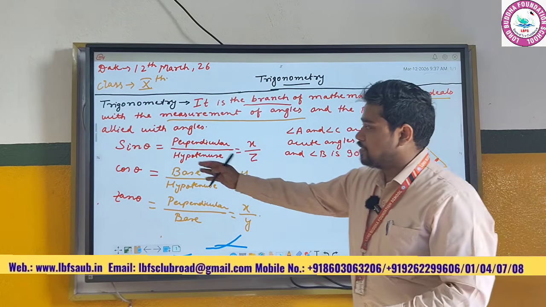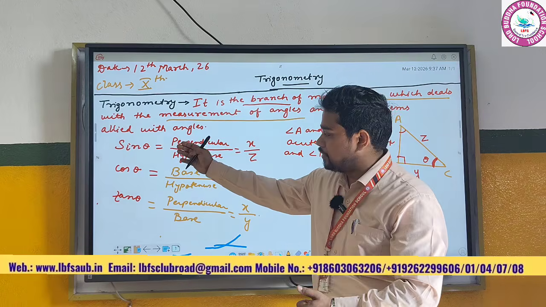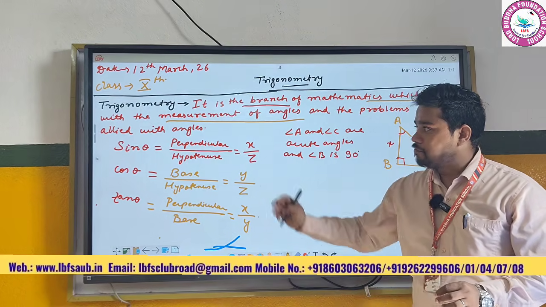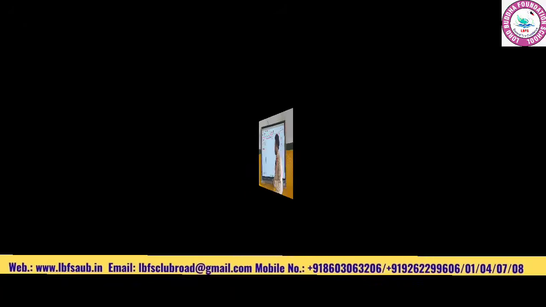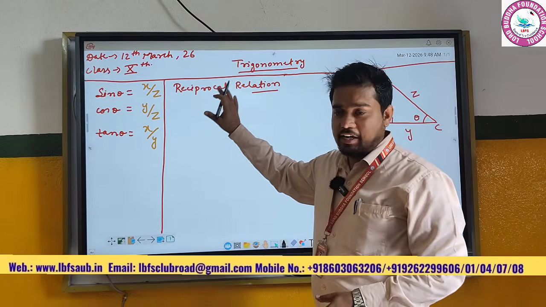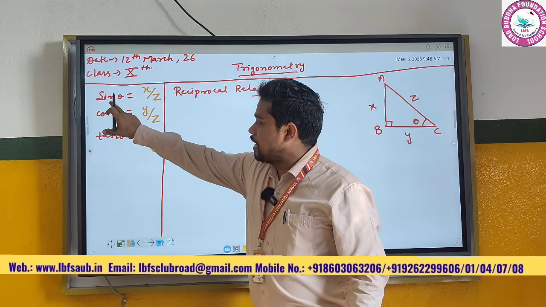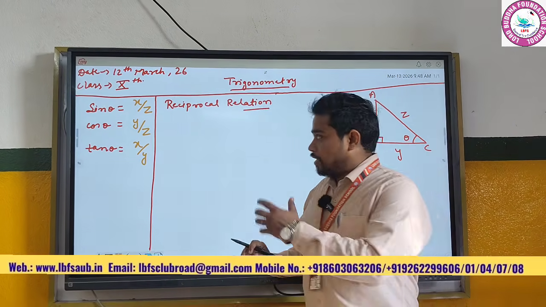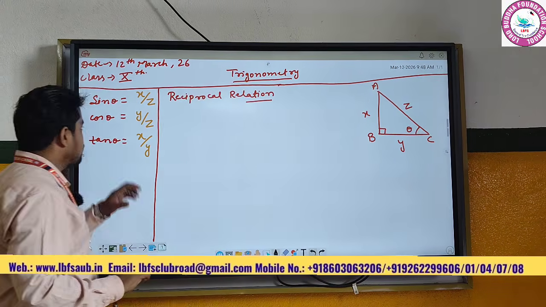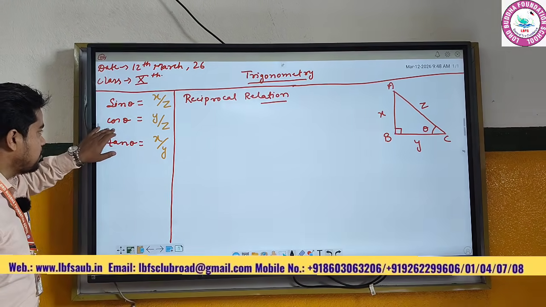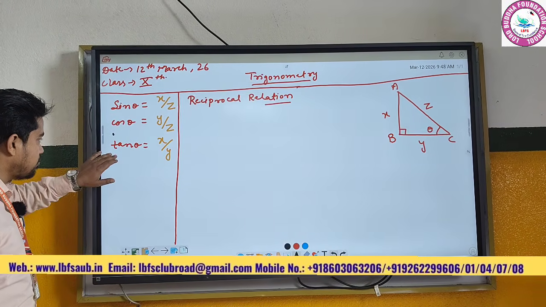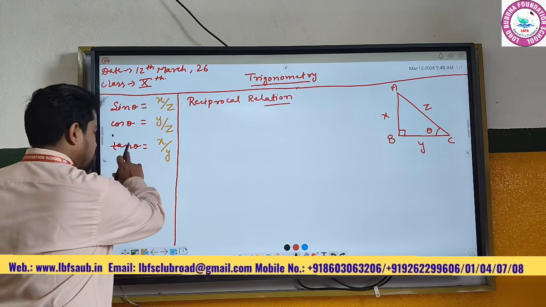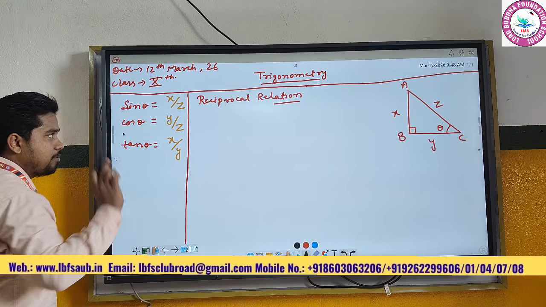Further I will discuss the reciprocal relation between sin theta, cos theta, tan theta and the other three ratios. So write down quickly from the board. Now we will discuss some reciprocal relations. According to this figure, the value of sin theta is x upon z, cos theta is y upon z, and tan theta is x upon y.